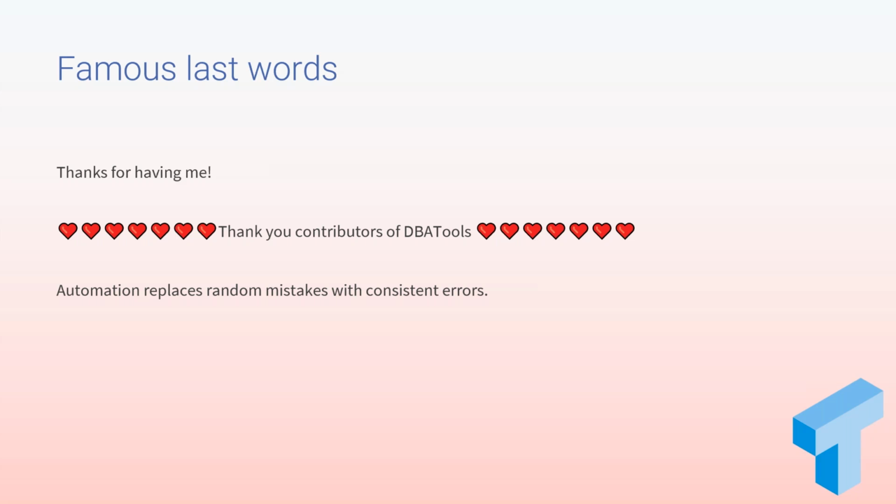And finally, automation replaces random mistakes with consistent errors. That's fun. Well, that you can fix once. So instead of having random errors or random mistakes that you fix manually somewhere and forget to fix somewhere else, if you automate everything, which DBA Tools and PowerShell will help you do, you can just fix your errors in one place and rerun your script, if you created your scripts in an idempotent manner so that you can rerun them without destroying what you built the last time.